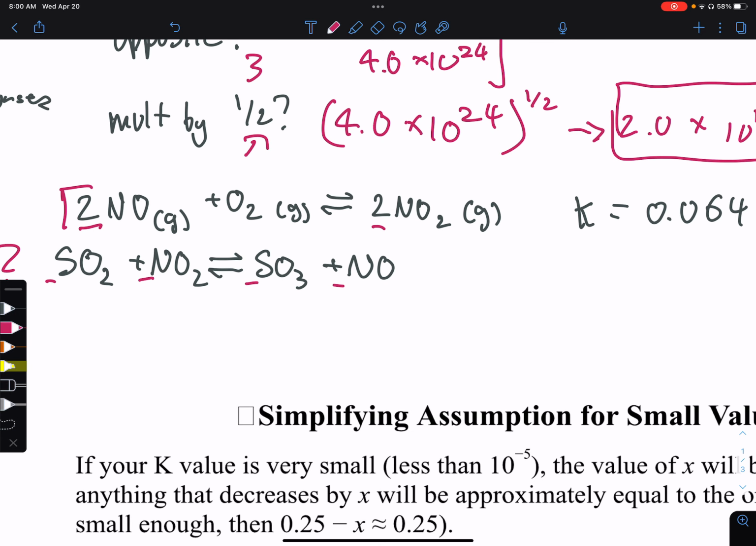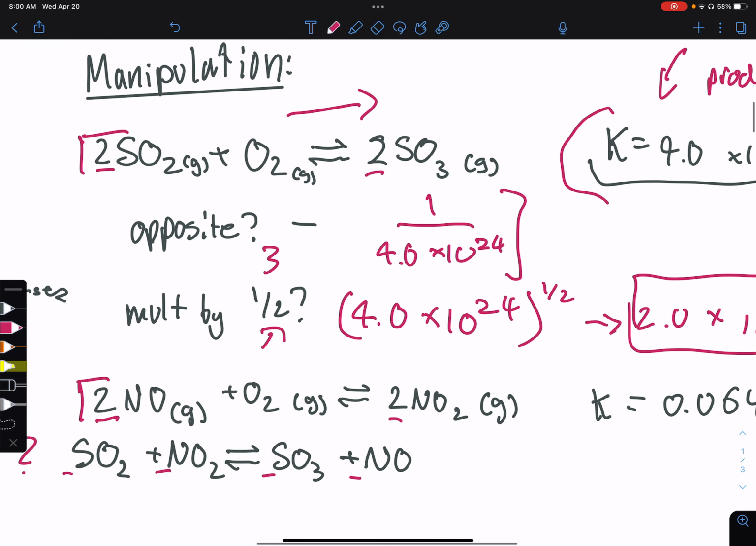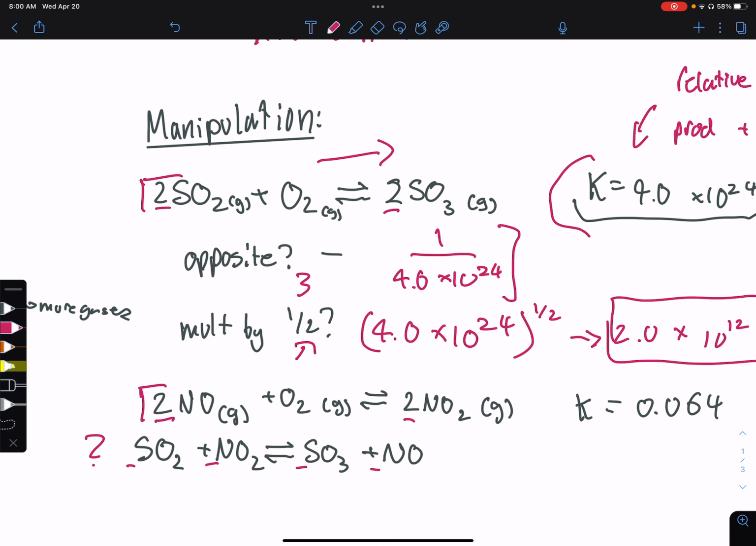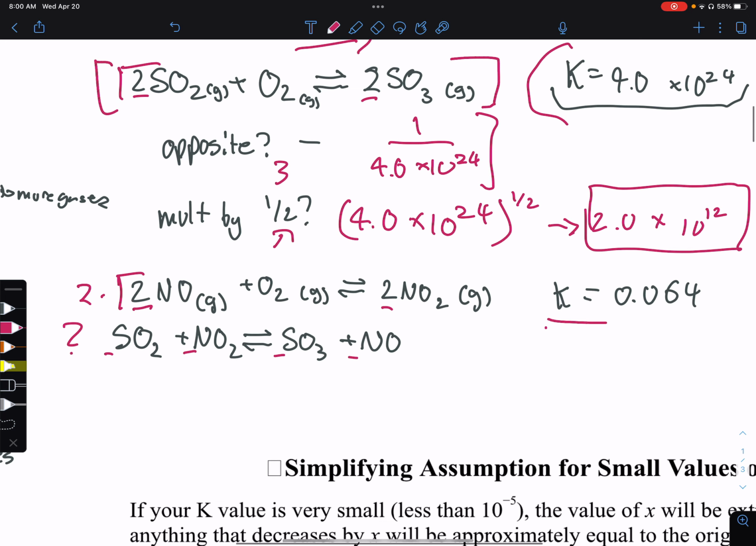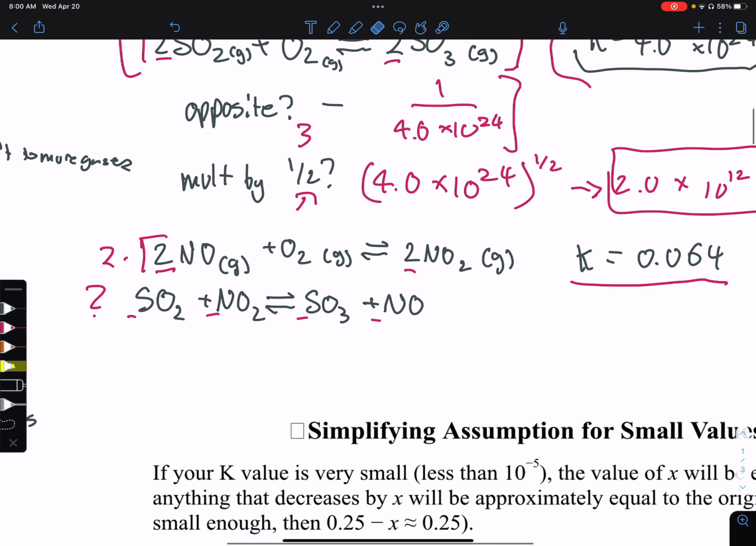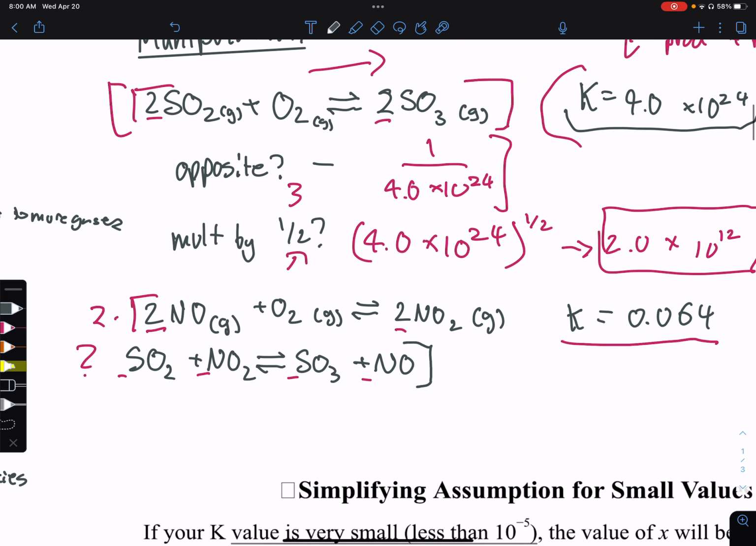What if we are adding two different balanced equations? We were originally messing with this one with the SO3 and the SO2, and now let's add the second one. This one has its own KEQ value. And now the test wants us to solve for the KEQ value of this monstrosity, and we can use what we have here and here to find out what this is.